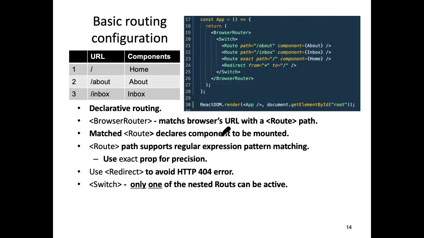The Switch component behaves like a case switch statement in programming. Whenever the browser's URL changes, only one of these options is going to be picked by the React Router. If we didn't have the Switch, then it could pick more than one, and usually we don't want that.